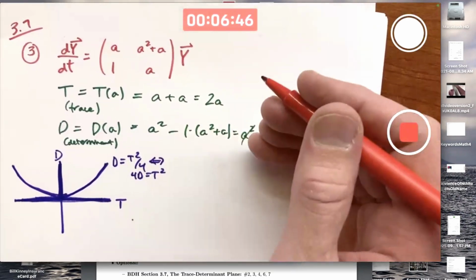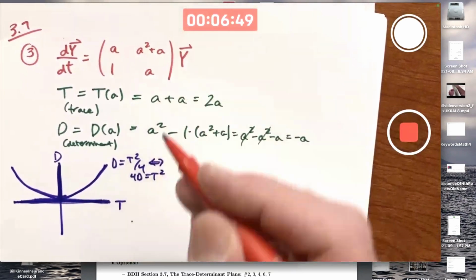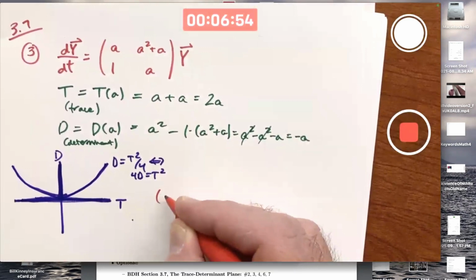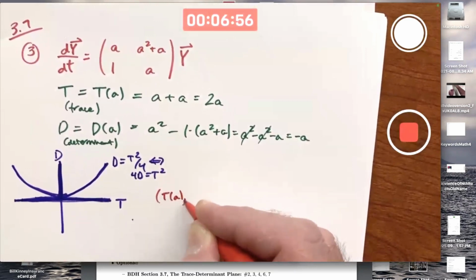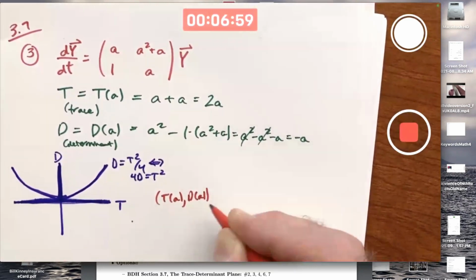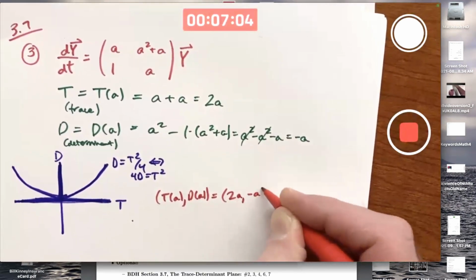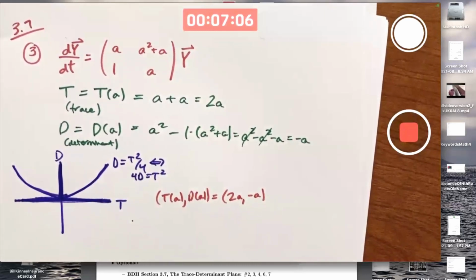A is the parameter for the family of linear systems. It's also the parameter for the parametric curve I want to draw. How do I draw it? I'm trying to draw the points T of A, comma D of A as A changes. That has formula 2A, comma negative A. I could just plot a bunch of points, pick different values of A and plot them, and then they'd be all along a line, in fact, and then connect the dots. Though it's also important to draw an arrow on the curve, indicating the direction along the curve as A increases.